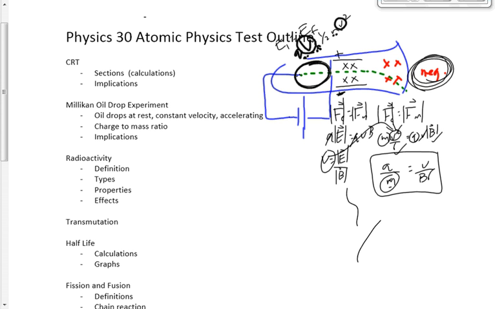So what are the implications of this? Hey, we got a subatomic particle. It's the first time that we've got something smaller than the atom itself. The atom is divisible rather than indivisible.